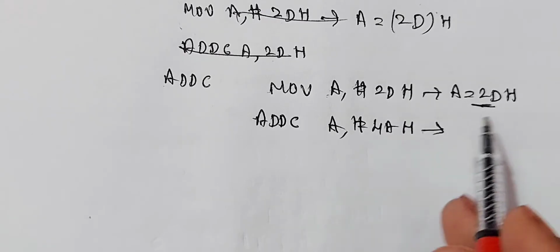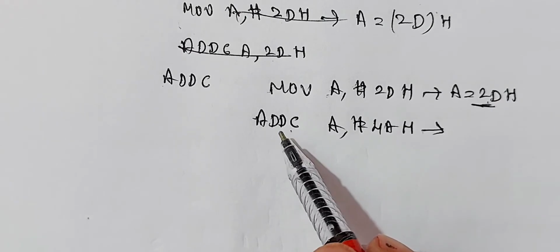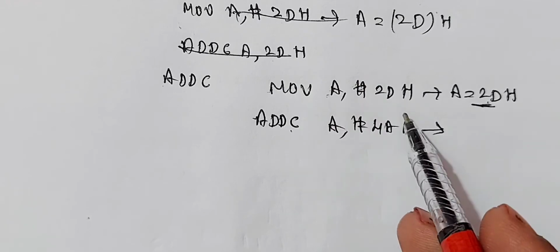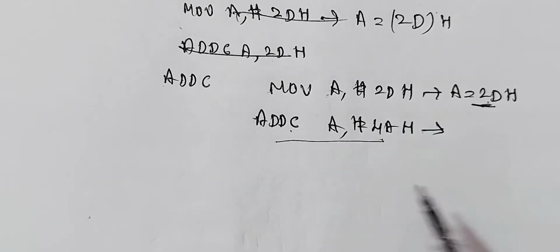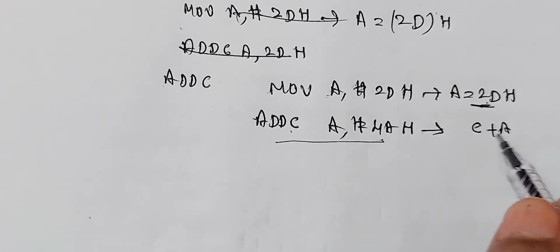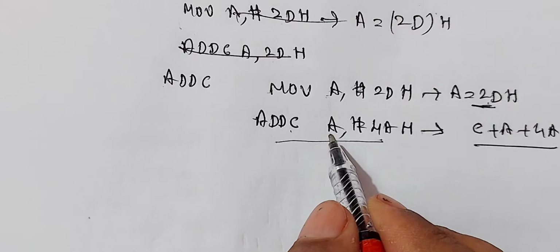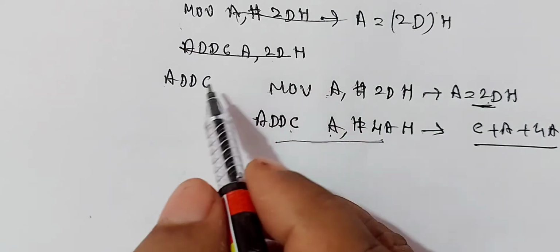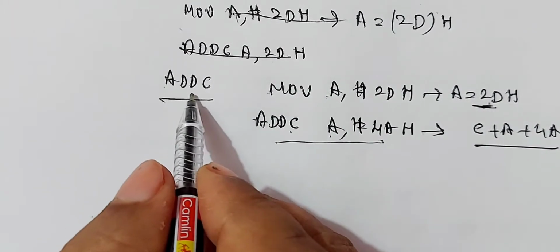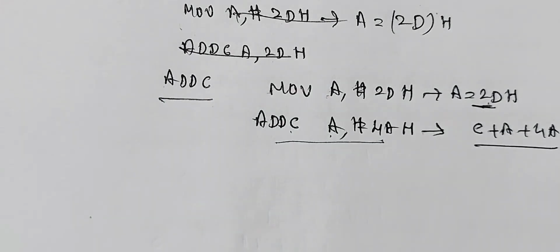Therefore, 4A is added with 2DH along with C, the carry previously obtained. If carry is 0 previously, 0 has to be added. If 1 is the carry previously, 1 has to be added. Therefore, this shows carry plus content of A plus 4AH, and this result is stored in A only. In this way, if you want to add two data along with the carry, the instruction used is ADDC, add with carry. And it can be used for all four types of addressing modes, as in the ADD instruction.